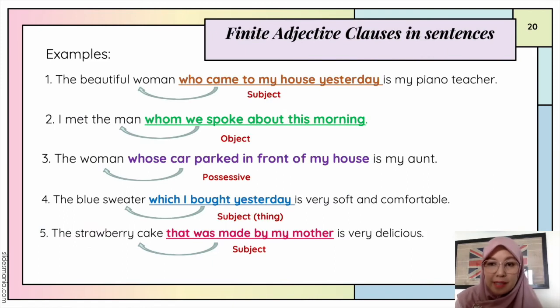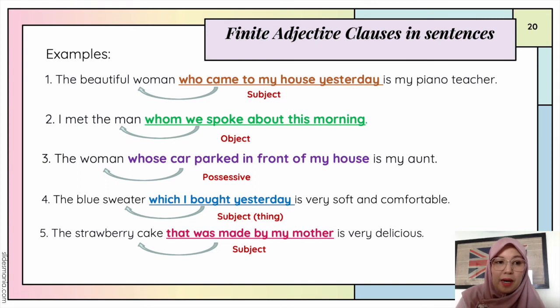Here are some examples of finite adjective clauses. Number 1. The beautiful woman who came to my house yesterday is my piano teacher. The phrase who came to my house yesterday explains the subject, the beautiful woman.